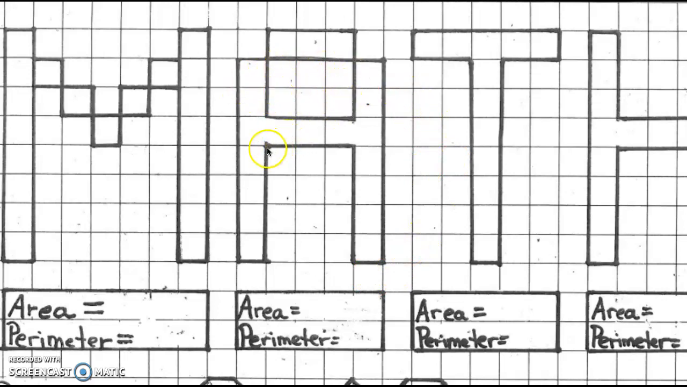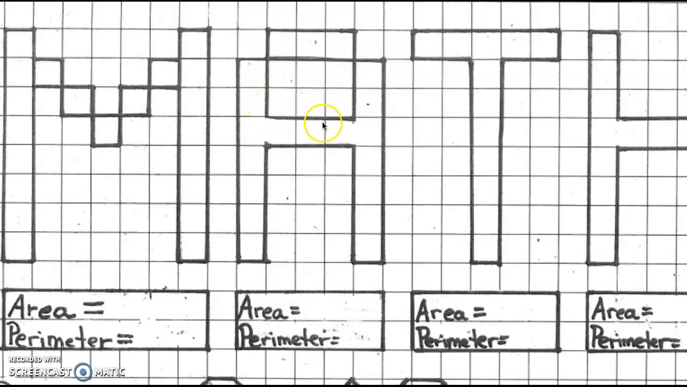And so when you're doing this, you have to count, yes, the outside of the individual squares, but also you need to make sure you're coming into the crevices. This is 2 units right here. 1, 2, 3, 4, 5, 6.